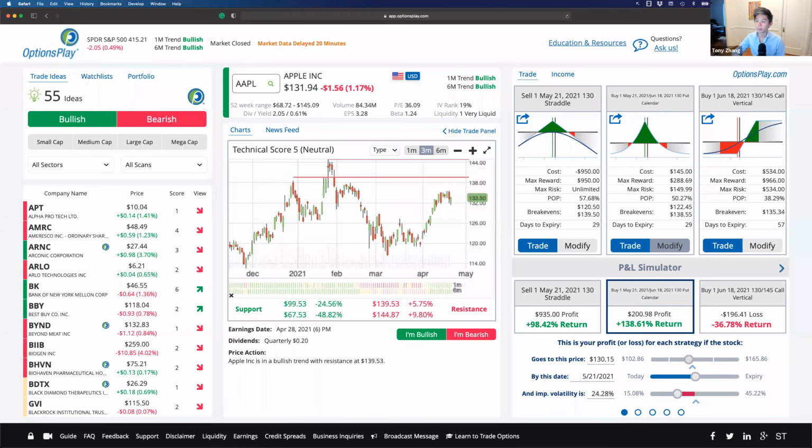What is the optimal time before earnings to enter a calendar spread? It's usually the same with any other strategy, about 2 to 3 days before expiration. I'm sorry, 2 to 3 days before the earnings event.